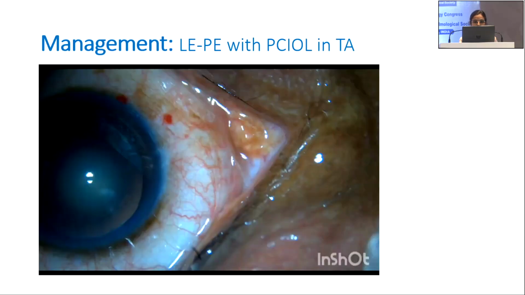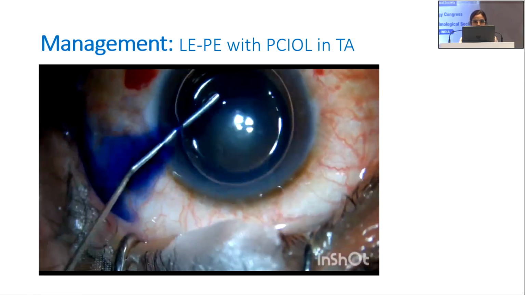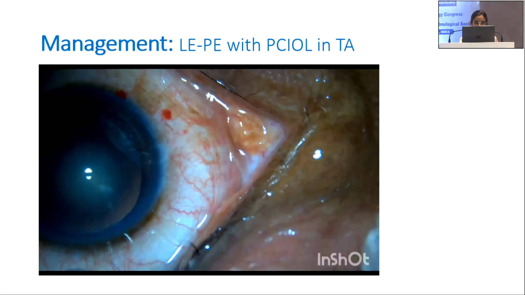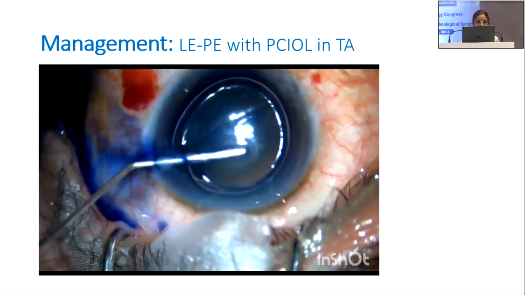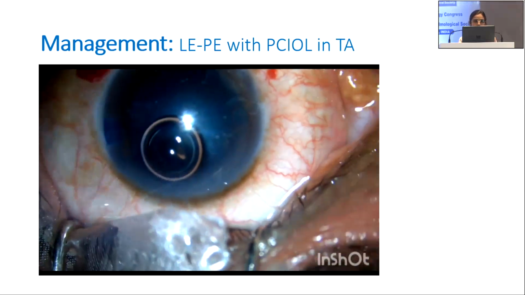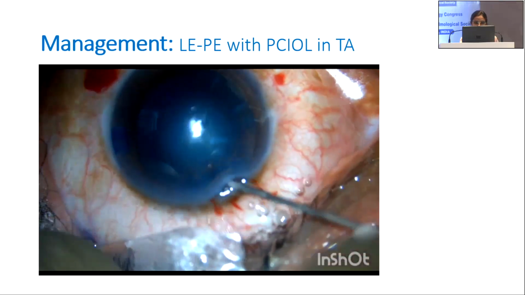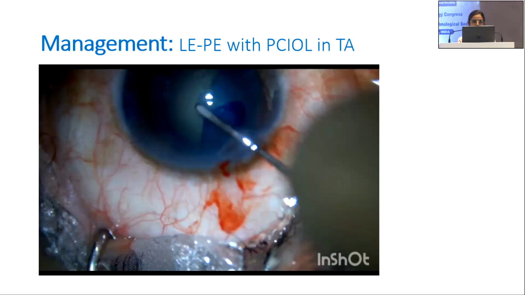And here the management. Left eye phacoemulsification with PCIOL was done under topical anesthesia, and here trypan blue dye is injected, and capsular access was done. Hydrodissection was not done to avoid stress on the compromised posterior capsule, and here hydrodelineation is done, and all parameters were kept low.